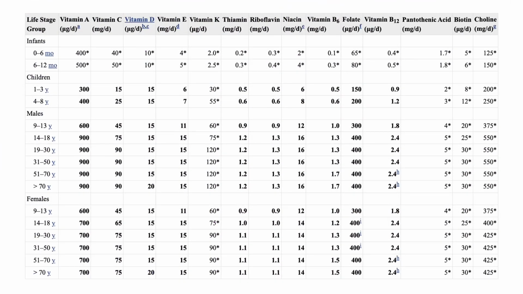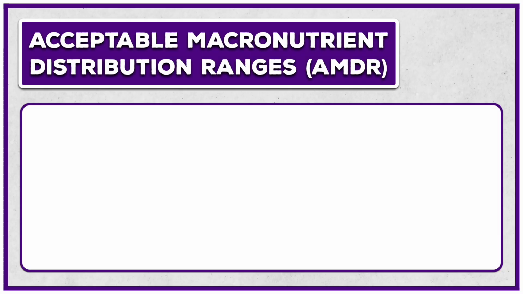This chart shows the RDA and AI for the vitamins, meaning it reflects the recommended daily intake for individuals. Numbers with no asterisk represent the RDA, and numbers with an asterisk represent the AI. The recommendations are stratified by age group and sex, and there are some similarities and differences between each one.